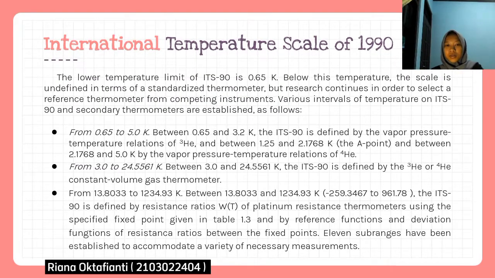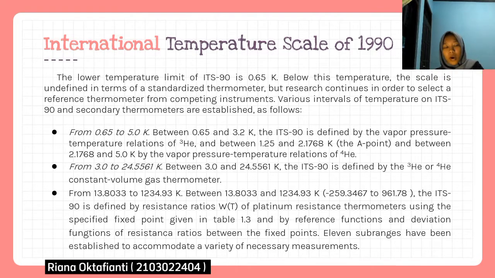The lower temperature limit of ITS-90 is 0.65 Kelvin. Below this temperature, the scale is undefined in terms of a standardized thermometer, but research continues in order to select a reference thermometer from competing instruments. Various intervals of temperature on ITS-90 and secondary thermometers are established as follows: from 0.65 to 5.0 Kelvin.